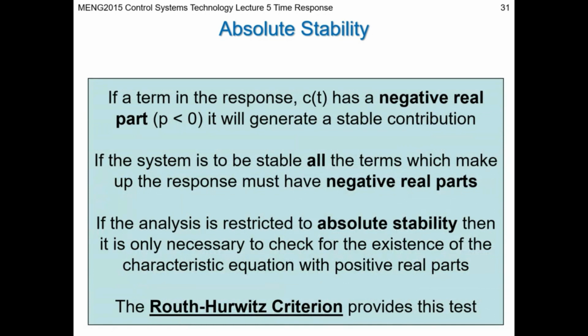So this is a statement: if a term in the response c(t) has a negative real part, it will generate a stable contribution. If the system is to be stable, all the terms which make up the response have to have negative real parts. If the analysis is restricted then to absolute stability, then we just want to check basically, are there any positive real parts in the roots of the characteristic equation?